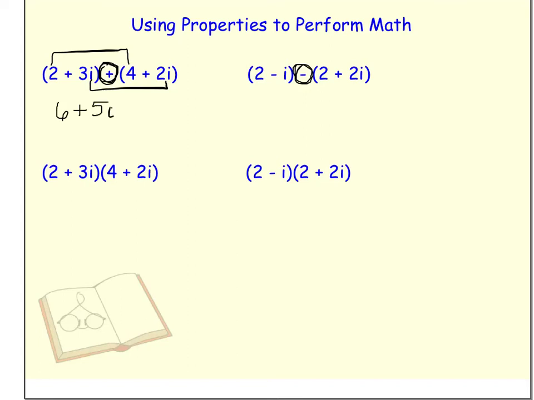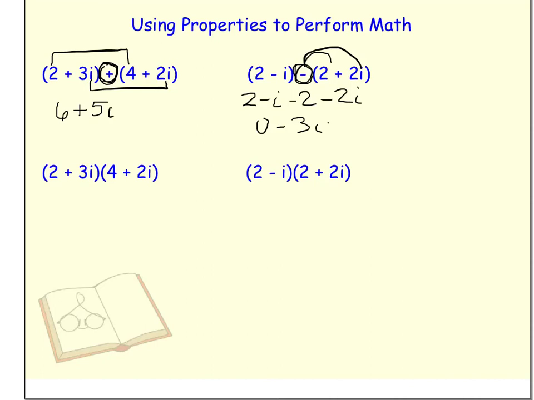For this one over here, we have 2 minus i minus (-2 plus 2i). So we need to distribute our negative to these terms. So we have 2 minus i plus 2 minus 2i. And combining like terms, we get 4 minus 3i. Now let's also do a couple examples using distribution.